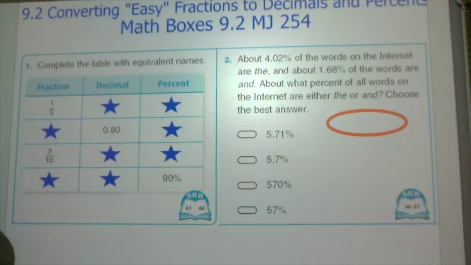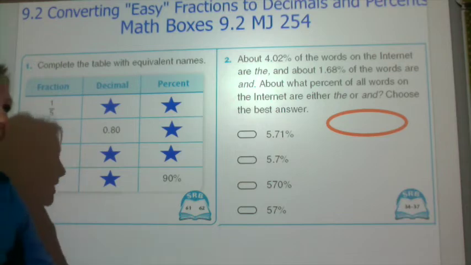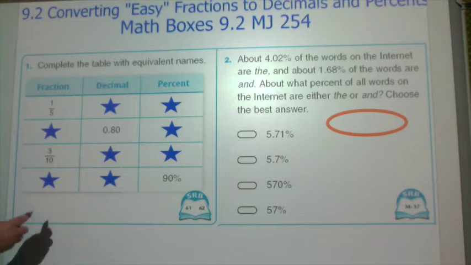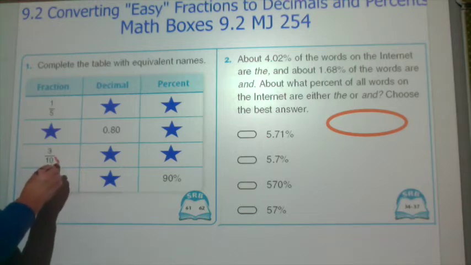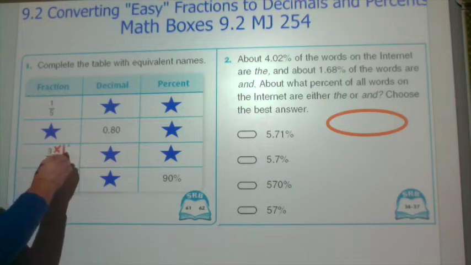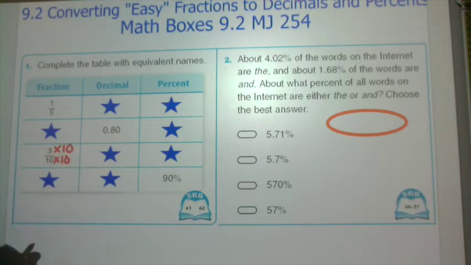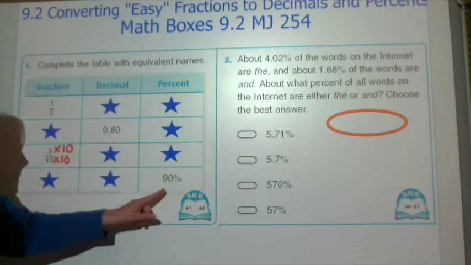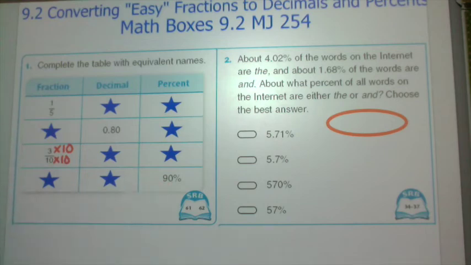Sometimes there's AR tests that are worth 10 problems. If you got 3 of them wrong, what would that be? If you're not sure, you can always try to change that bottom number, that denominator, into 100. So I'm going to multiply this times 10. And if I do that to the bottom, I have to do that to the top. Okay? And then 90%. See if you can figure out how to do that.